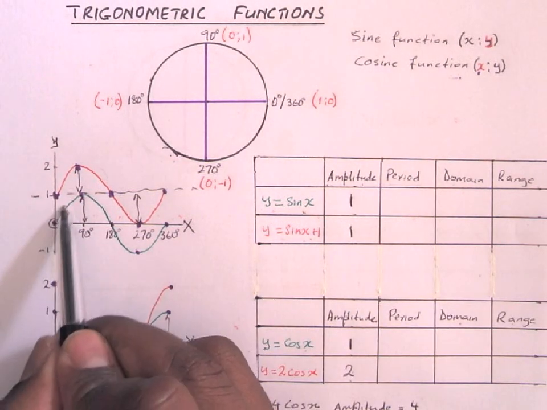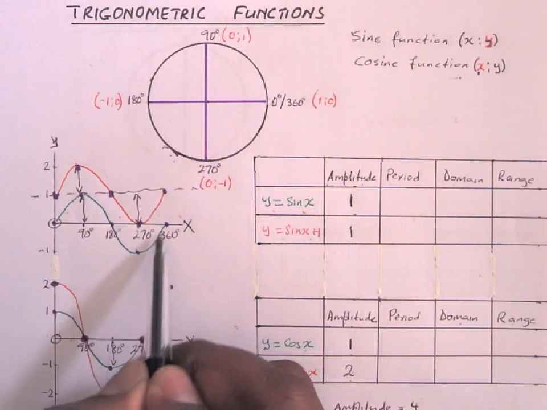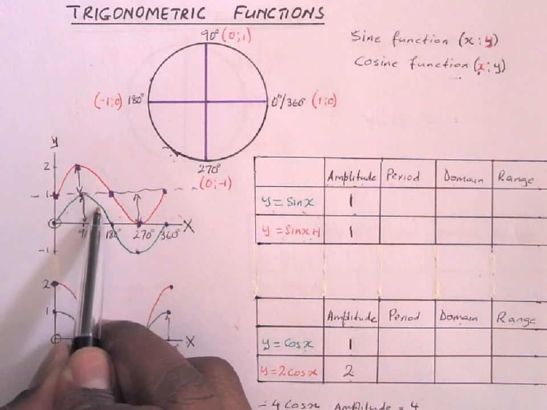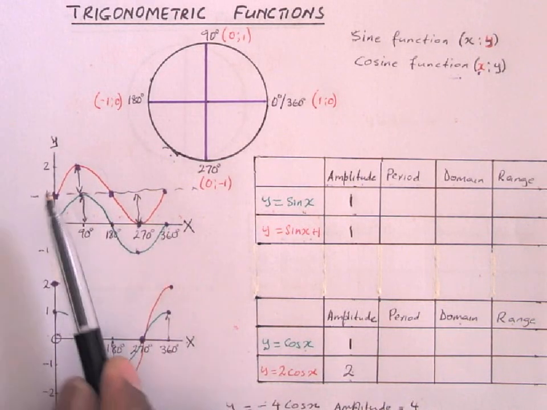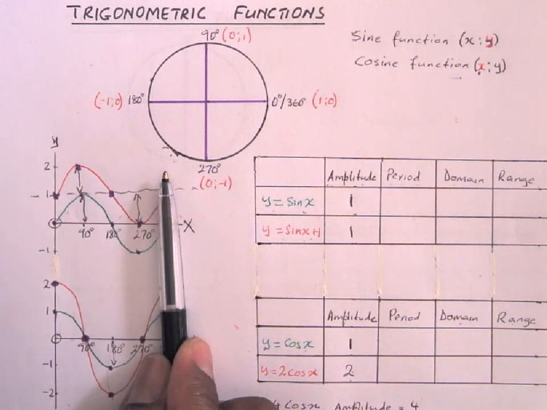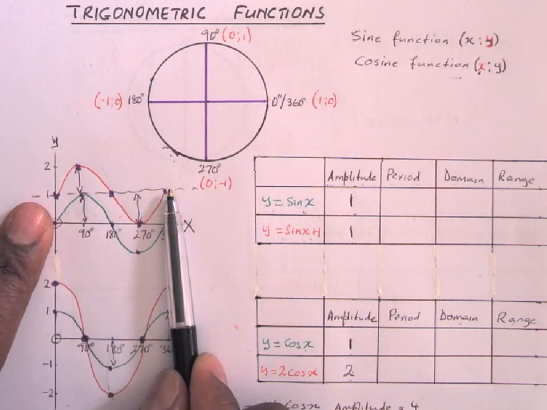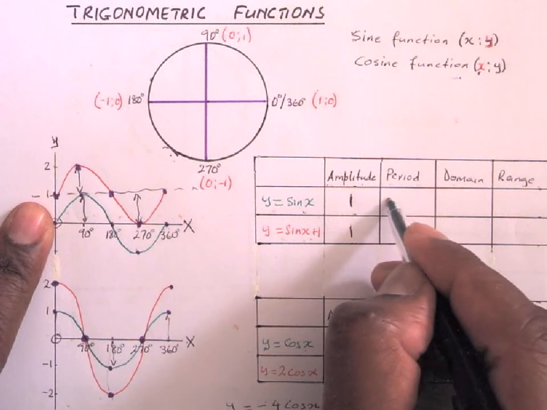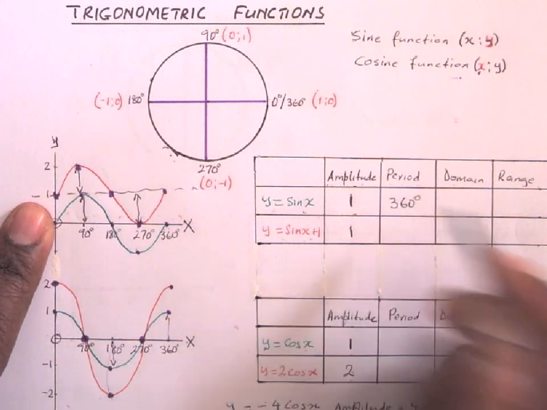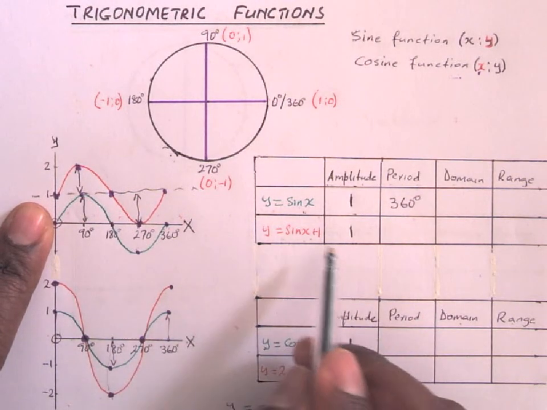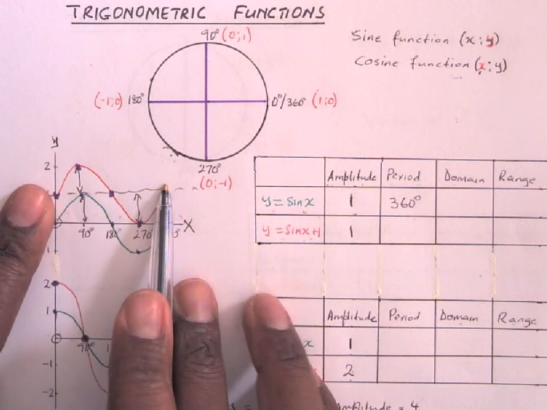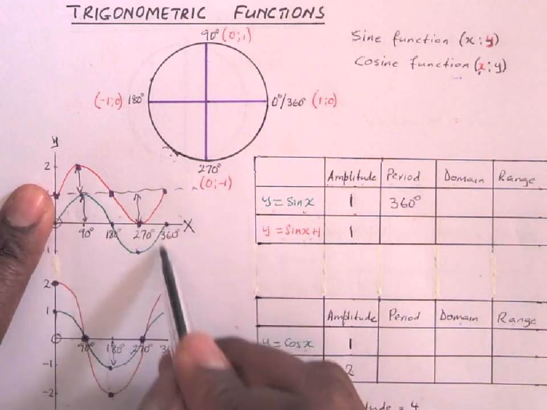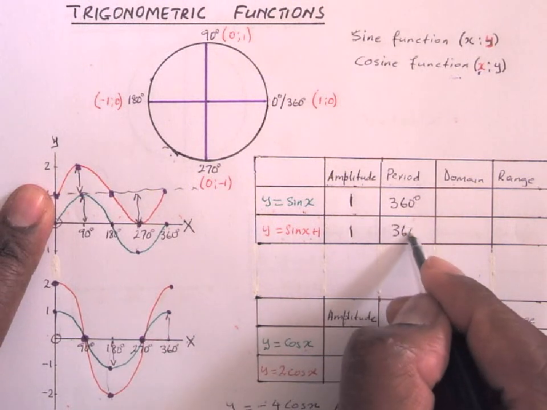We start again with the green graph. There is a green graph. The period is how long is one wavelength. So this is like a wavelength. So how long is it from there to there? From the start to the finish, that's 360. So that is 360 degrees, right? So what about this one here? What is the period of this one? How long is this one wave? It's again 360 degrees.